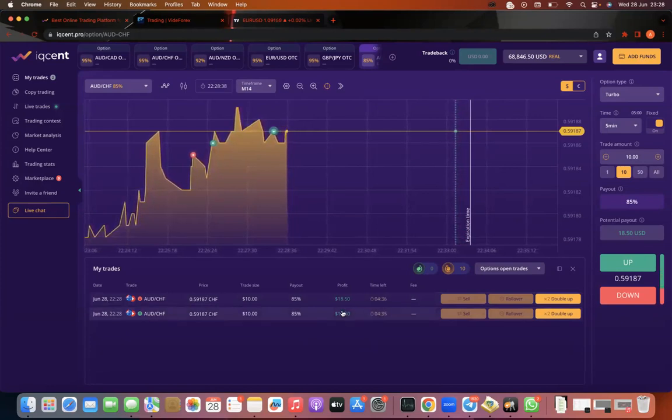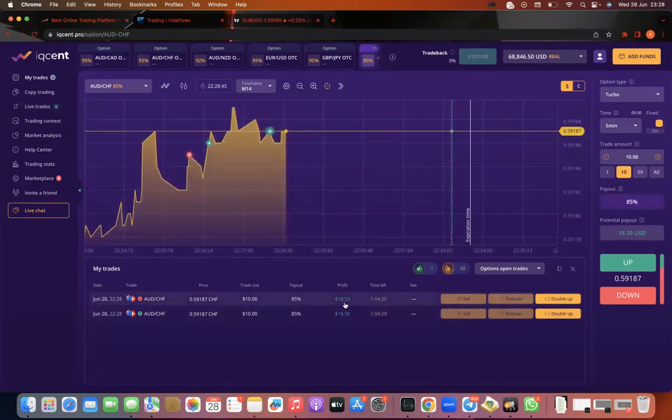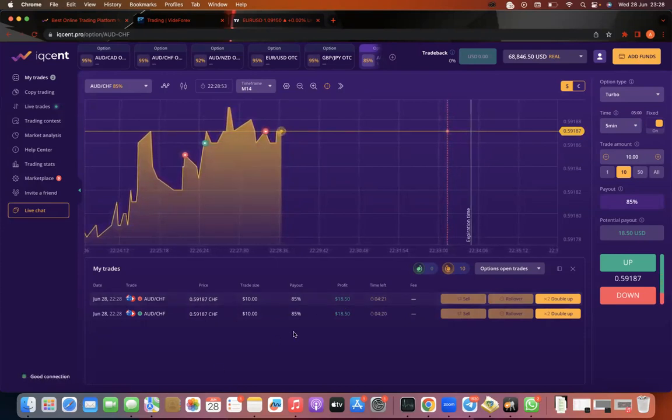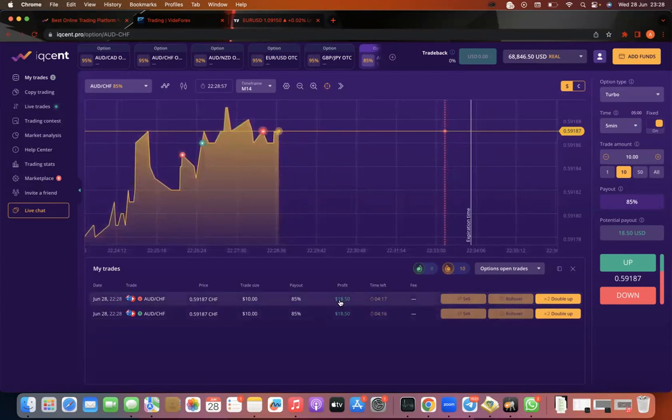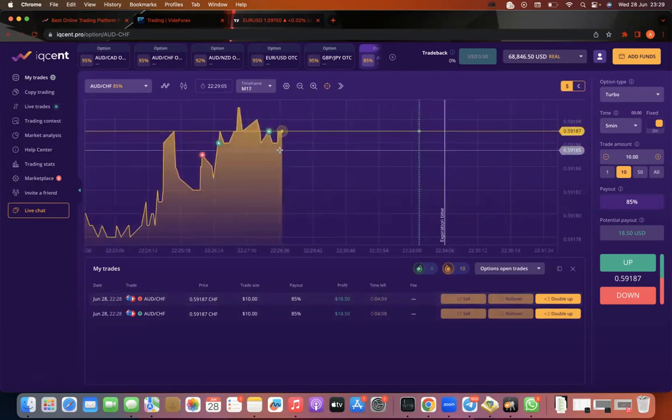And the one interesting thing about this broker is that if the trade actually ends up at the entry price, you can see your profits are actually showing here. With other brokers, if the trade doesn't go up or down, you only get your risk amount back. But in this particular one, if the trade ends up at your entry price, you're going to get your risk amount and your payout. So you're seeing a profit here showing 18.5, despite the fact that it's still at our entry price.